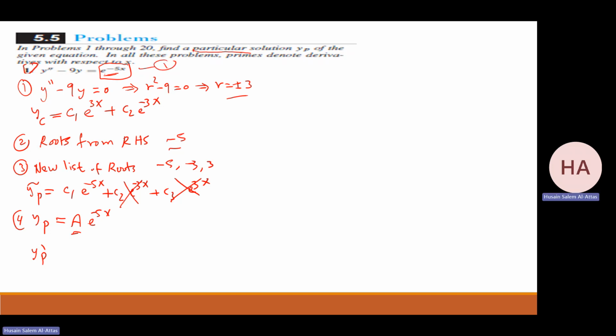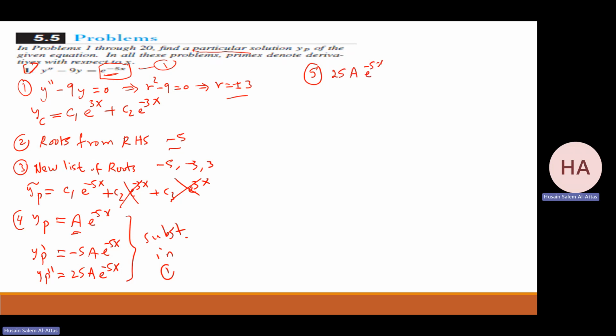So I need y prime and y double prime. Yp prime will be minus 5a e to the minus 5x, and yp double prime will be 25a e to the minus 5x. Let's substitute this in one. Step five, I substitute in one. I get 25a e to the minus 5x, multiply this by 1, this by 0, this by minus 9, minus 9a e to the minus 5x, equal to the right hand side, which is e to the minus 5x.